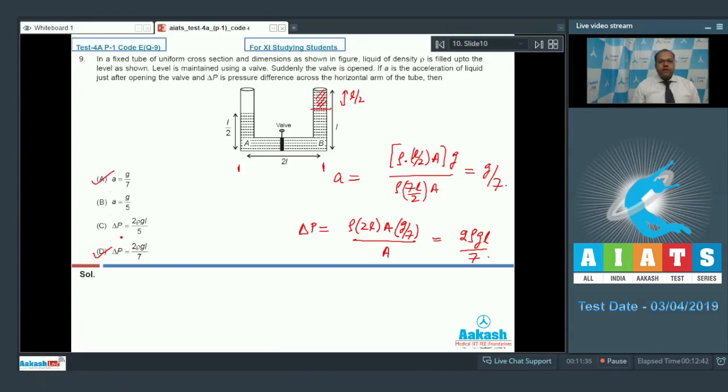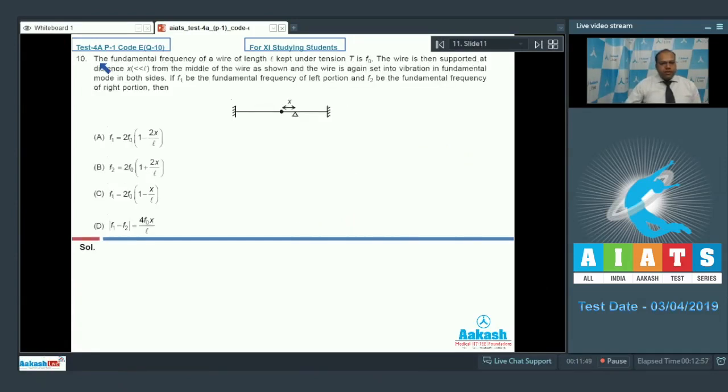Let's move to question number 10. In question number 10, the fundamental frequency of a wire of length L kept under tension T is f0. The wire is then supported at distance x, where x is very less than L, from the middle of the wire as shown. And the wire is again set into vibration in fundamental mode in both sides. If f1 is the fundamental frequency of left portion and f2 is the fundamental frequency of right portion, then we have to find out the value of f1 and f2.